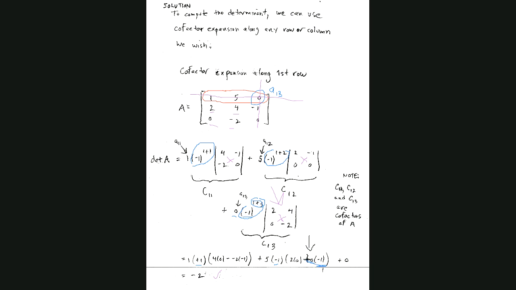So sometimes, if you want to avoid the -1 to the power portion of the cofactor, there's an easy way for you to kind of see it.